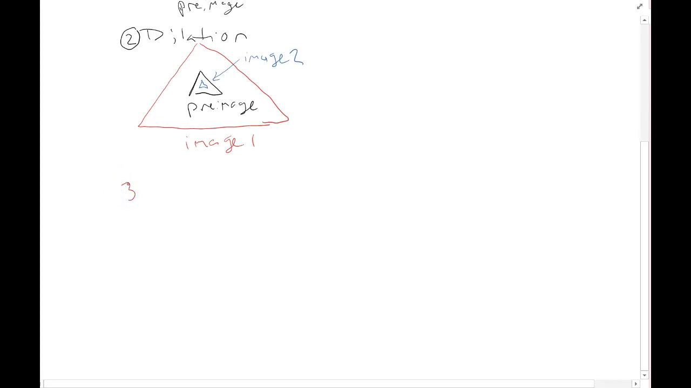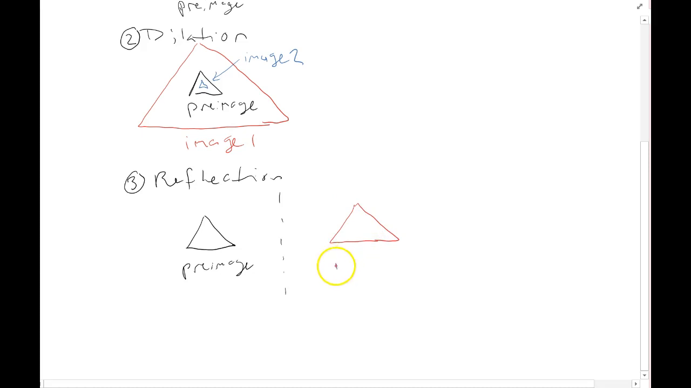The third kind was reflection. So to do a reflection, what we said is there's some plane that we're going to reflect across, and you're going to get a mirror image of it. So something that looks like that. So it's the same shape, it's just been reflected across that line.